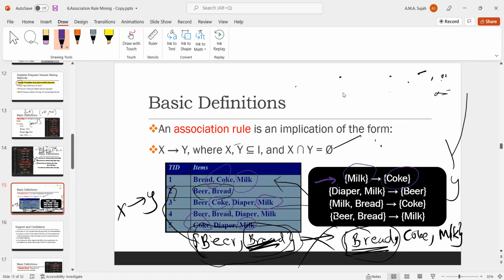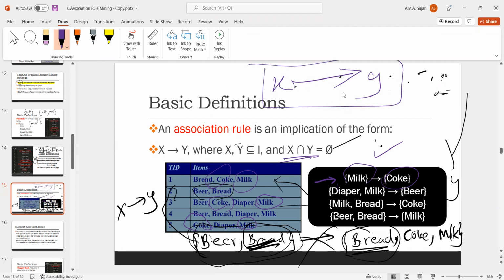So there are a lot of possibilities. There is no intersection, so that is considered an association rule. Hereafter we will indicate association rules as X implies Y. This is the way we can indicate association rules.